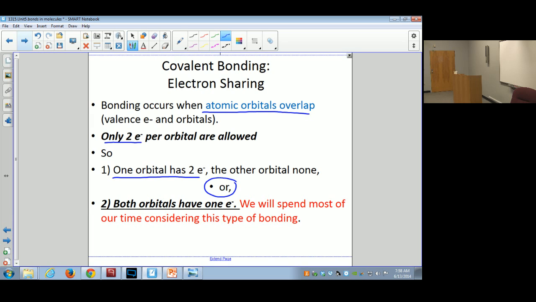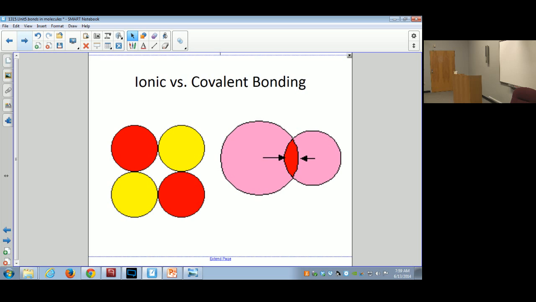What we're going to focus on is the second type, where both atoms have an atomic orbital that has 1 electron, and they're going to overlap and share those 2 electrons between themselves. So this is ionic. I just wanted to put this up here to show you that these are discrete atoms. And then this is the covalent idea.